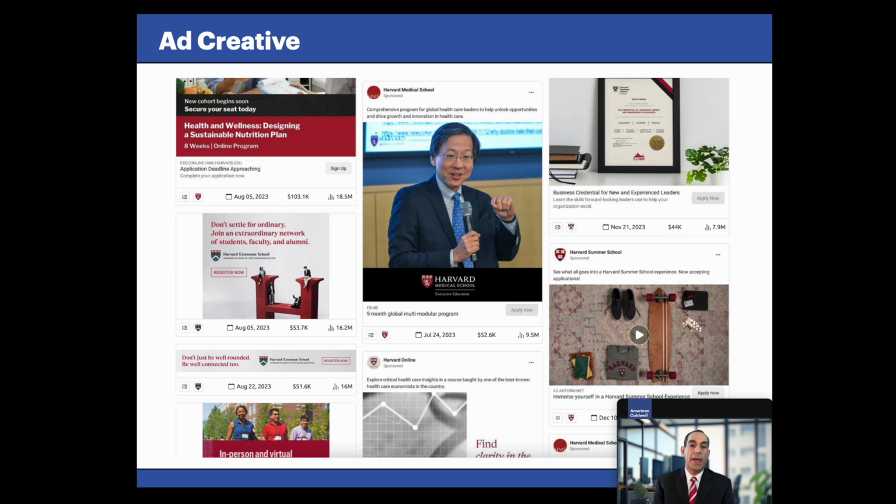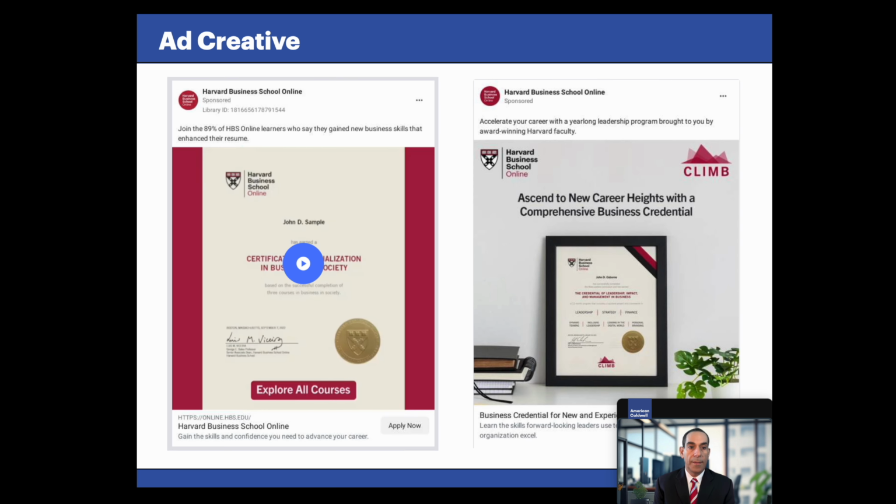And here are some of the ads as well. You can see the one in the center is for the medical school. Some of the other ones are certificates, videos. You can see here more detail around the calling out to encourage people to sign up for the business school online programs.